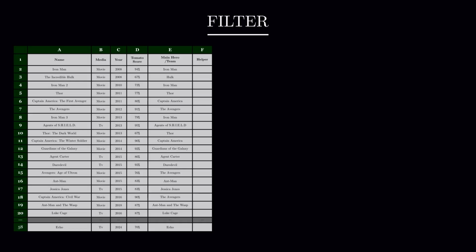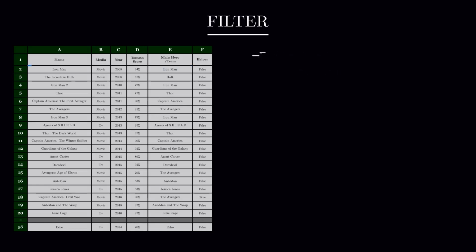That's great if we want to do an AND condition, but what about if we want an OR condition? Let's say we wanted everything that featured the Avengers or Spider-Man. We could create a helper column that simply equals OR(E2 equals the Avengers, comma, E2 equals Spider-Man), which is the quickest and easiest solution. You could also use BYROW if that's within your wheelhouse.